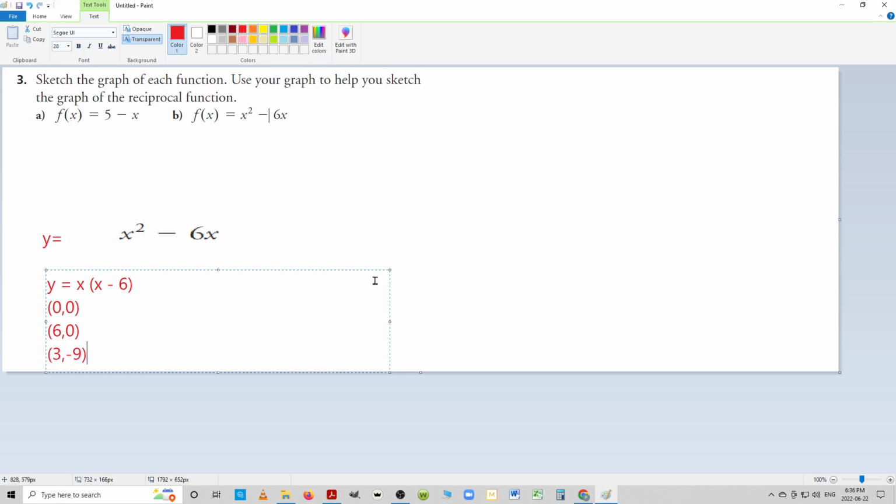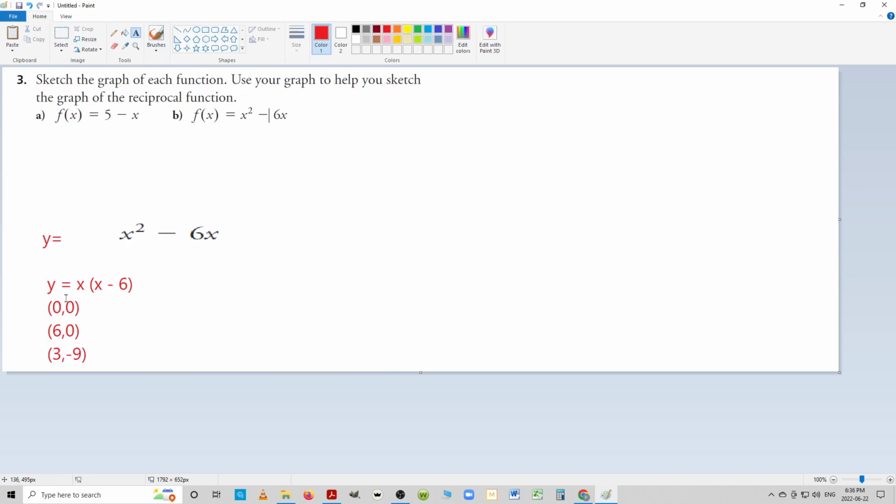And this is an upward-facing parabola, and that's its vertex, so I should label it. And that's its x-intercept, and that's its x-intercept. So now I can just do quickly like this. And I'm going to label my dots.